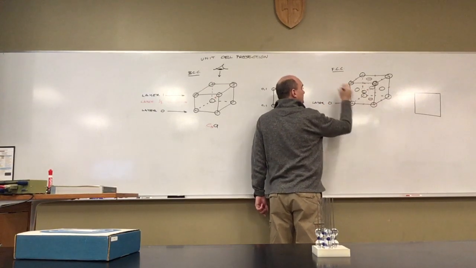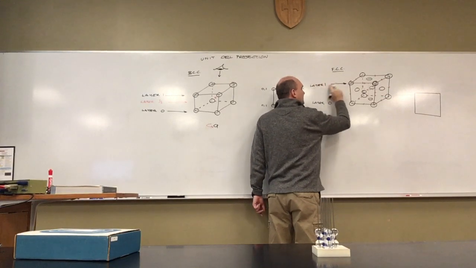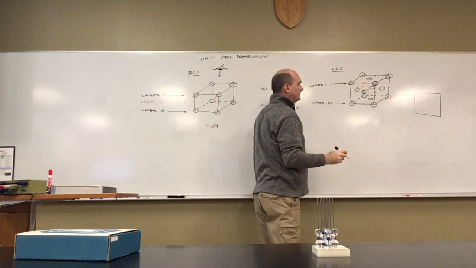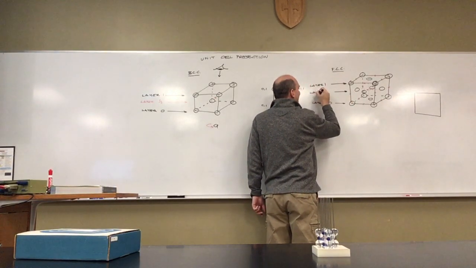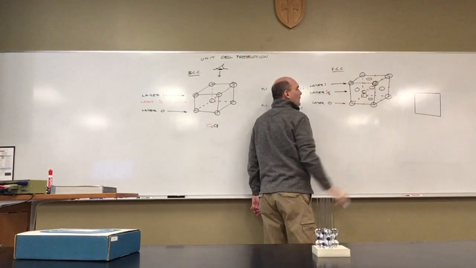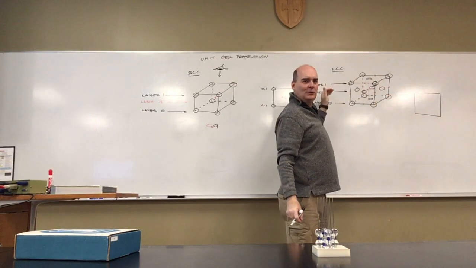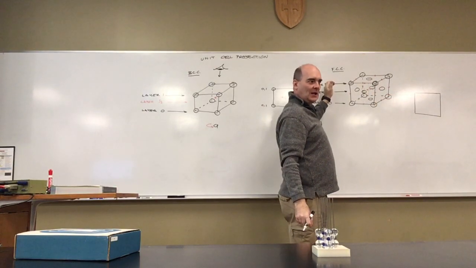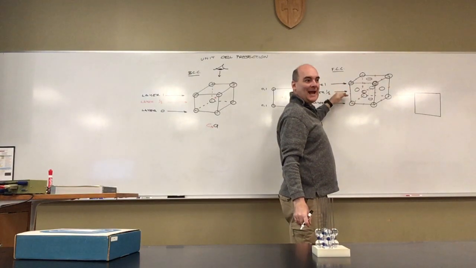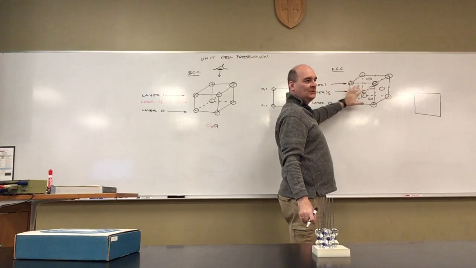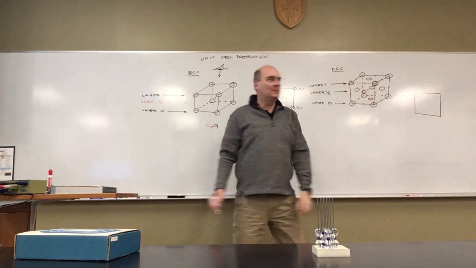This is layer 0. This is layer 1. Layer 1/2 is in the middle. And all the action in this unit cell is either on the top, on the bottom, or exactly in the middle. There's no other place.